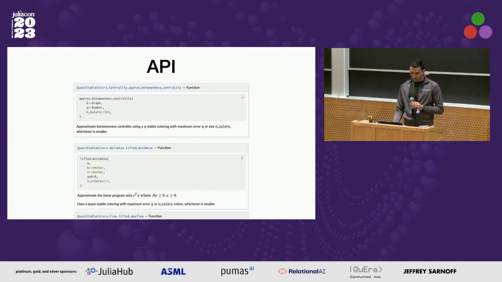Okay. So the library has an API that looks something like this. You feed it a centrality problem, a linear optimization problem, or a max flow problem, and you give it essentially a tolerance, how much error you're willing to tolerate, and you get an answer. But to understand how to use the API, let's talk a bit about what this coloring is.